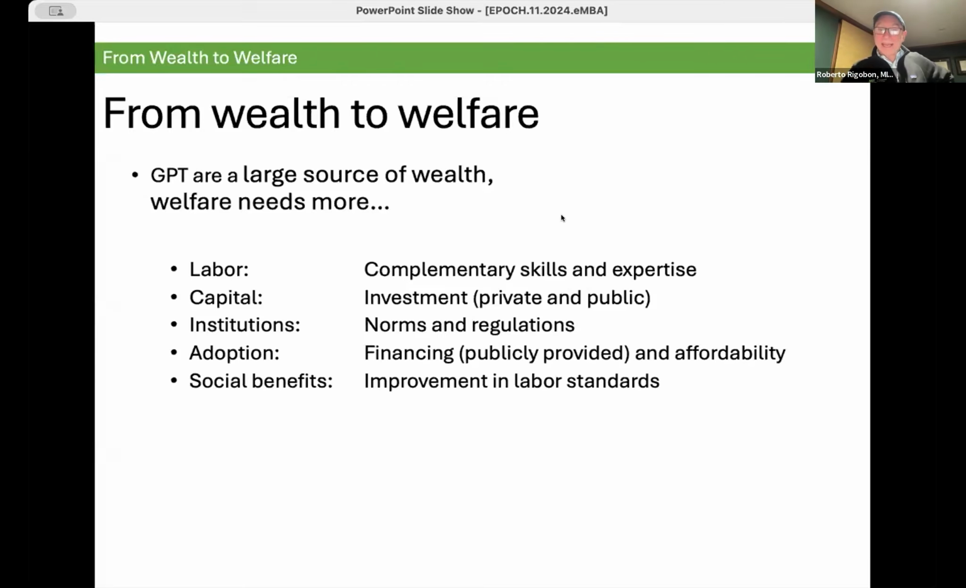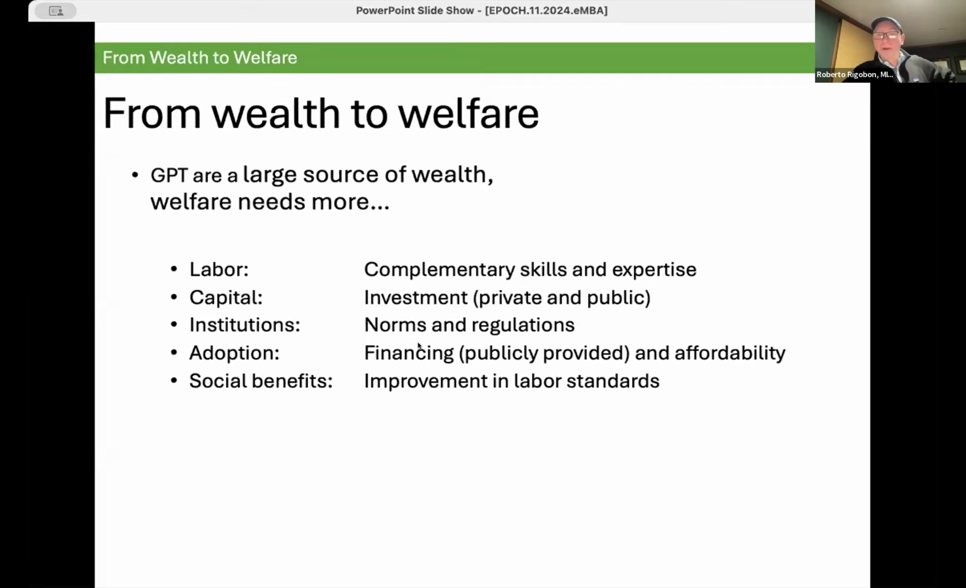Okay, one is on education. We need to invest in complementary skills. I will give you an example now with a car. Second, we need to have capital, investment, and infrastructure that needs to be complementary to the technology. Third, we need to invest in norms and regulation that are complementary to the technology, that makes the technology better.